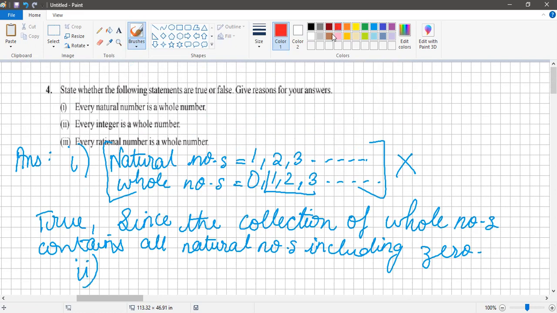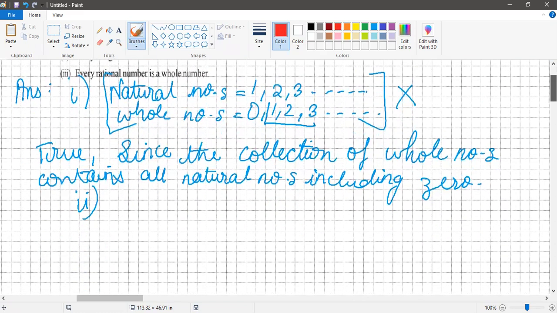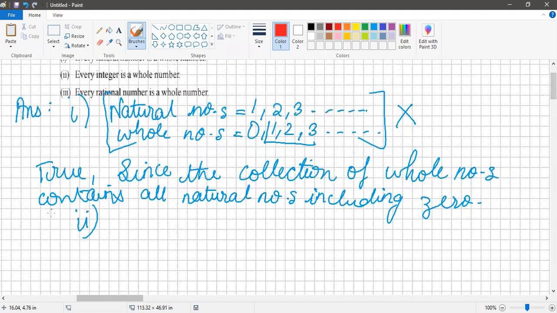The second part is nothing but: every integer is a whole number. Now, what have I told you before? Integers and whole numbers, it's written here. So, what are integers? Negative numbers, positive numbers, and zero, right? So every integer is a whole number.